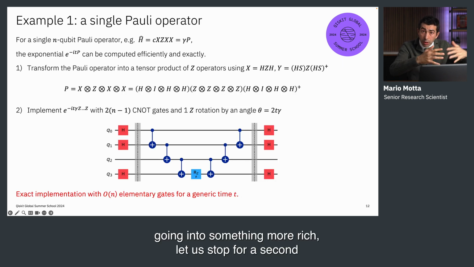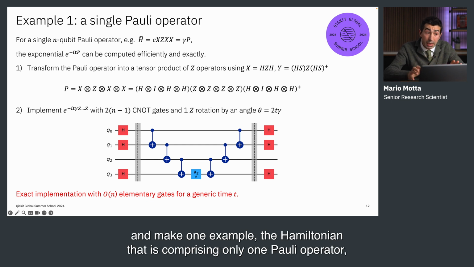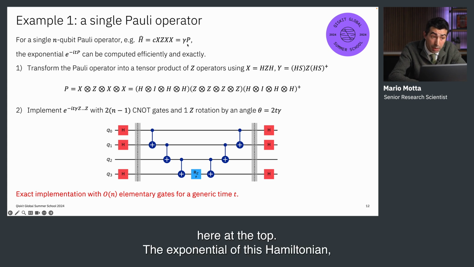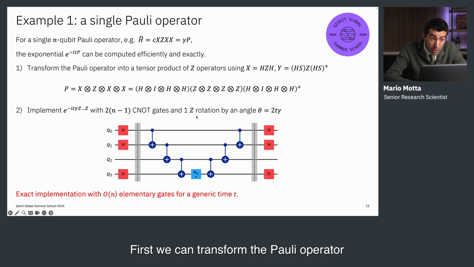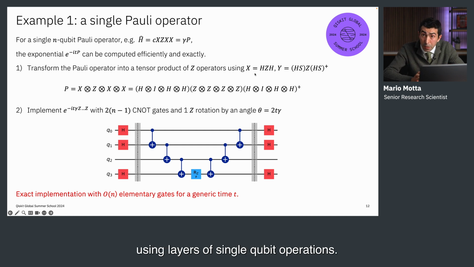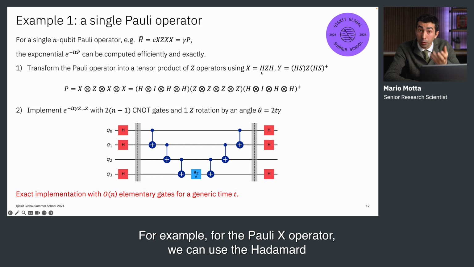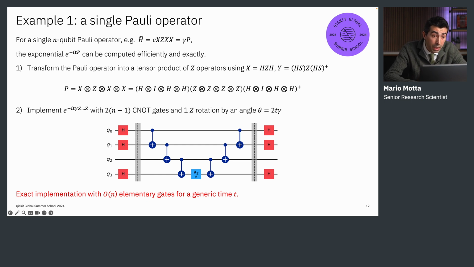So before going into something more rich, let us stop for a second and make one example. A Hamiltonian that is comprising only one Pauli operator, here at the top. The exponential of this Hamiltonian, we can compute it efficiently and exactly for any value of the time. First, we can transform the Pauli operator into a tensor product of Z operators using layers of single qubit operations. For example, for the Pauli X operator, we can use the Hadamard to convert into Z form.